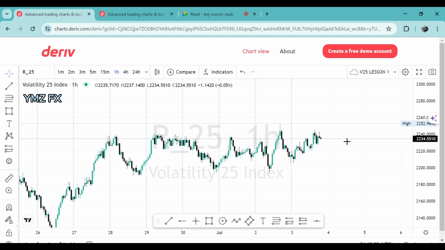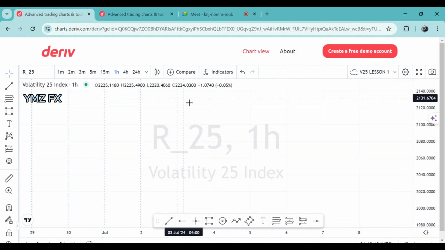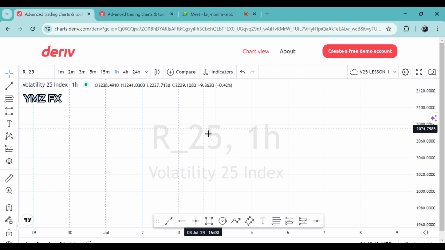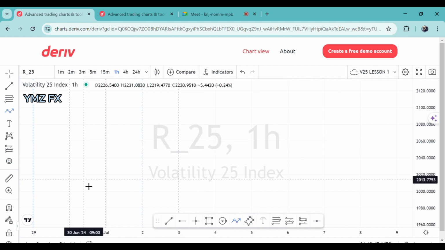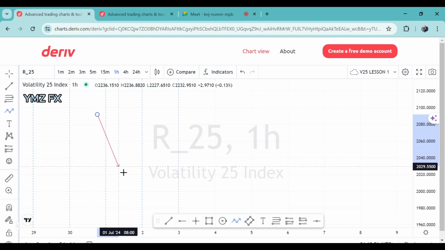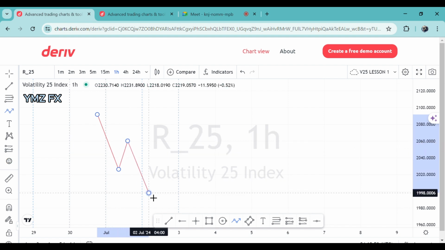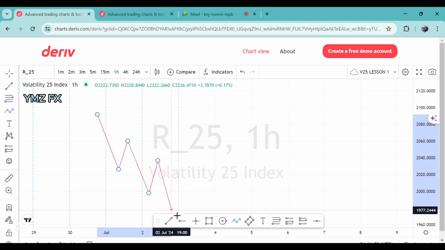So there is internal liquidity and there is external liquidity. Let me go on a plain chart and just have you running through. So when the market is coming down like that, it's creating all these swing highs and swing lows, swing highs and swing lows.